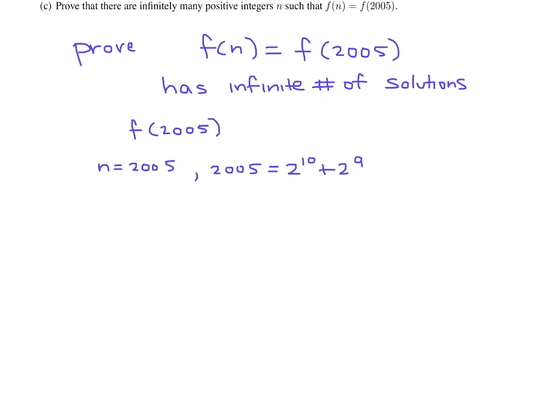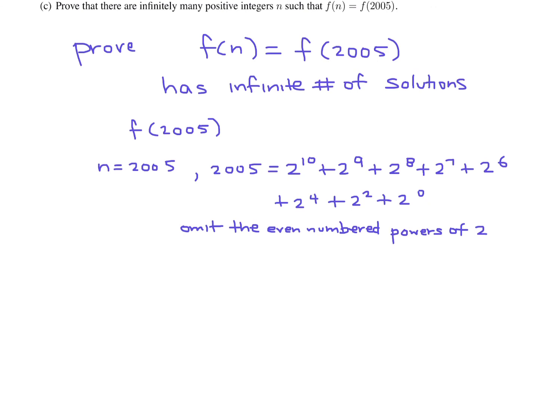So you're an expert. 2 to the power of 10 plus 2 to the power of 9, plus 2 to the power of 8, plus 2 to the power of 7, plus 2 to the power of 6, plus 2 to the power of 4, plus 2 to the power of 2, plus 2 to the power of 0. And then you omit the even numbered powers of 2. So which ones am I going to take out? I'm going to take out 2 to the power of 10, 2 to the power of 8, 2 to the power of 6, 2 to the power of 4, and 2 to the power of 2. And that leaves me with 2 to the power of 9 plus 2 to the power of 7 plus 2 to the power of 0.